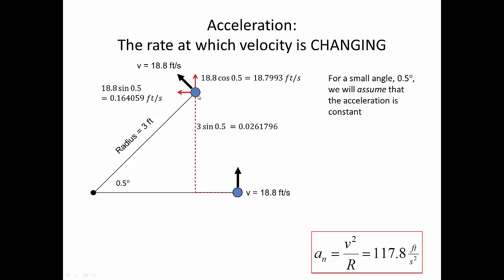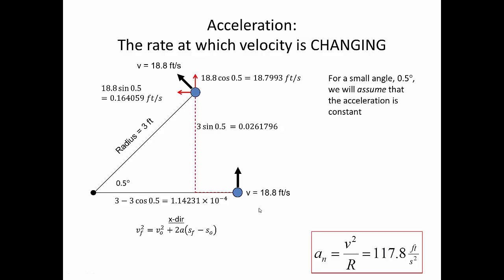The position of the particle from the beginning point to the end point in the y direction is 3, the radius, times the sine of 0.5. And in the x direction, we're only looking at this small piece, so it's our total radius minus this portion of the triangle here. So we end up with 3 minus 3 cosine of 0.5 to get this length right here. Notice that this is a very small change in our x direction, which makes sense if we're only going a half a degree.